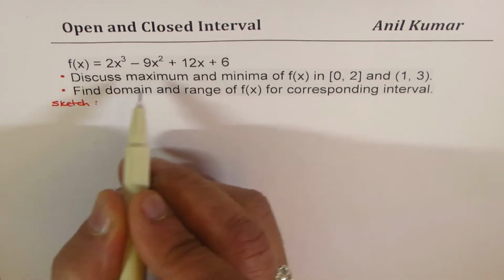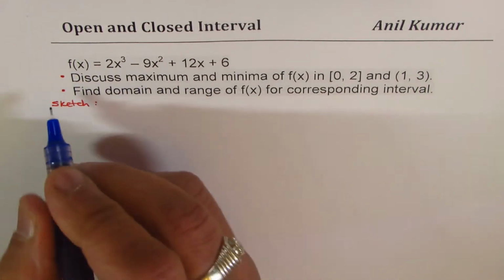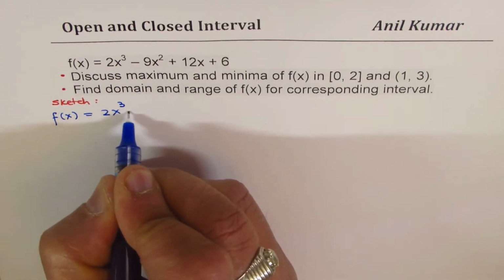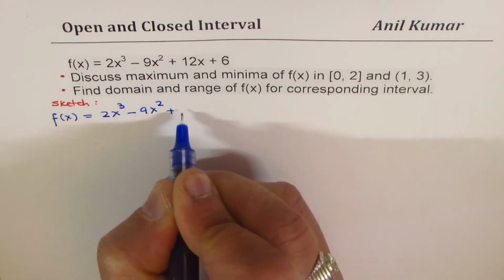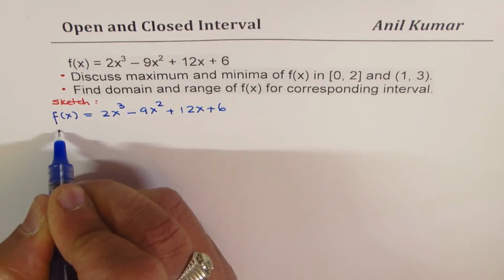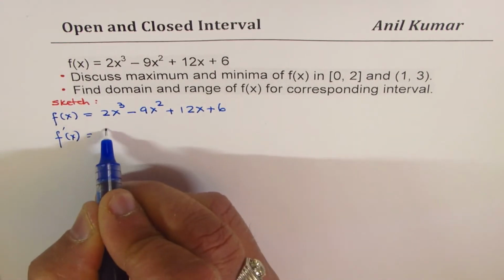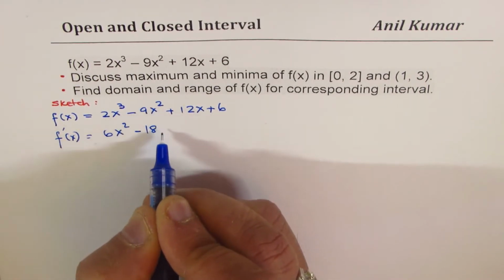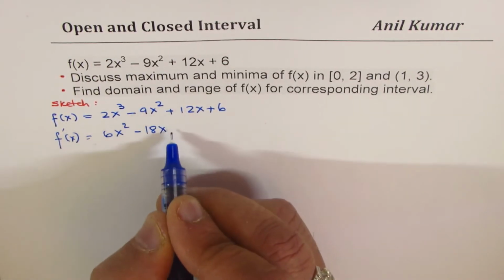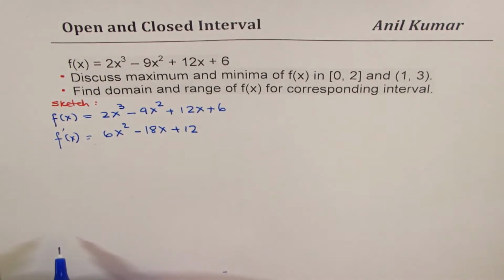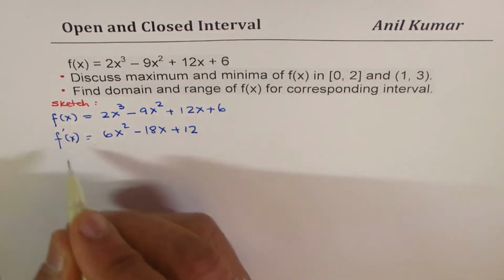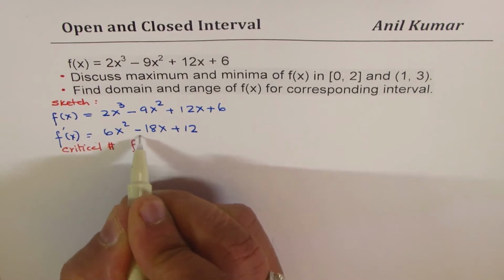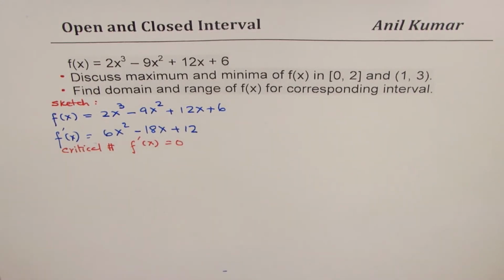To sketch, we need to find first and second derivatives. So the function given to us is f of x equals 2x cubed minus 9x squared plus 12x plus 6. Let's find the first derivative, which is 6x squared minus 18x, plus 12. So that is the first derivative. To find critical numbers, what should we do? Critical numbers means the derivative should be equal to 0. So let's equate this to 0.